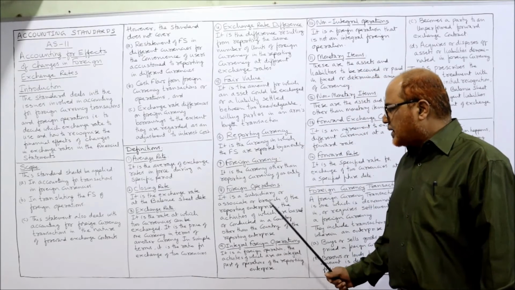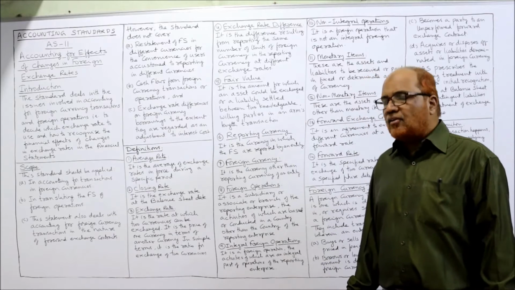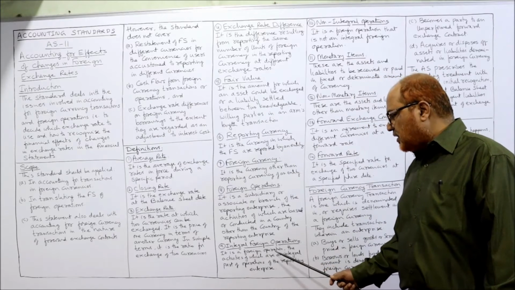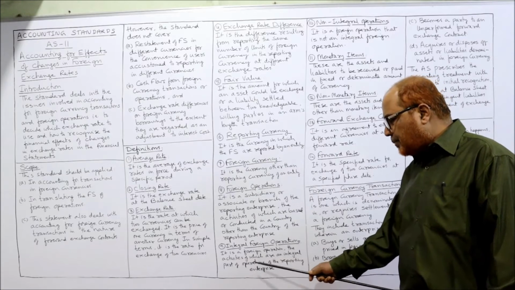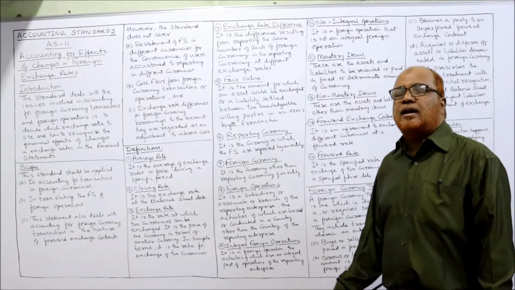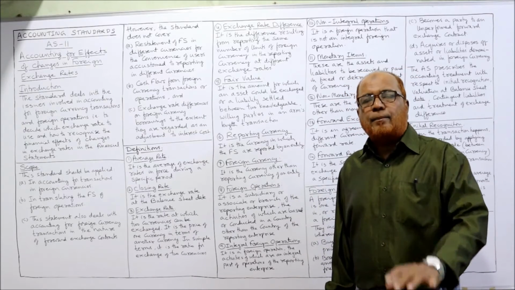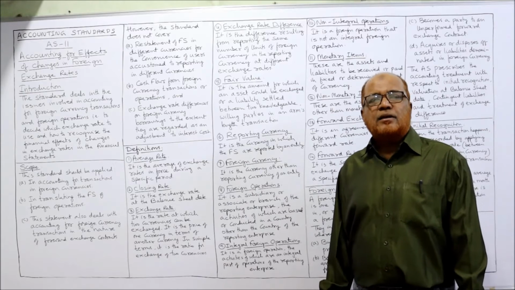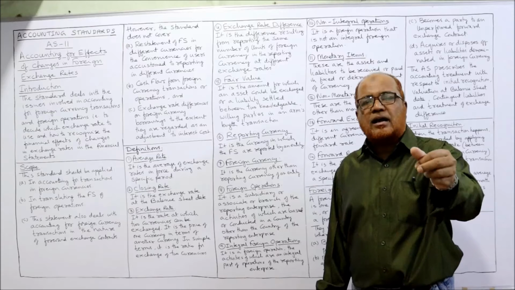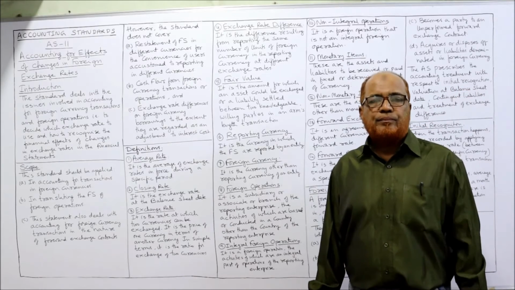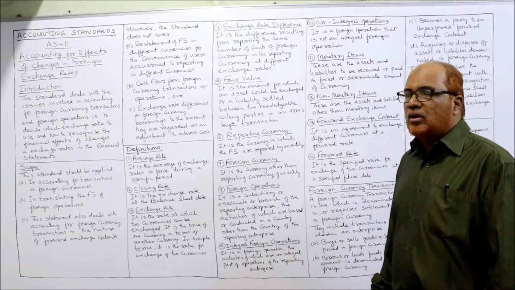Right. Next one is integral foreign operation. It is a foreign operation, the activities of which are an integral part of the operations of the reporting enterprise. Suppose the reporting enterprise is an Indian company. So all the major operations which the Indian company is conducting abroad are called integral foreign operations.